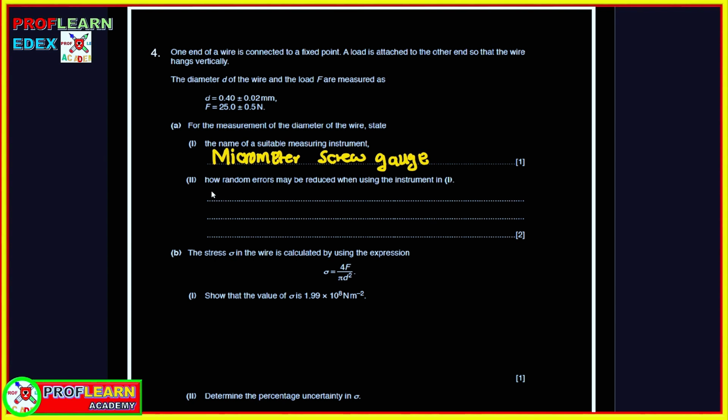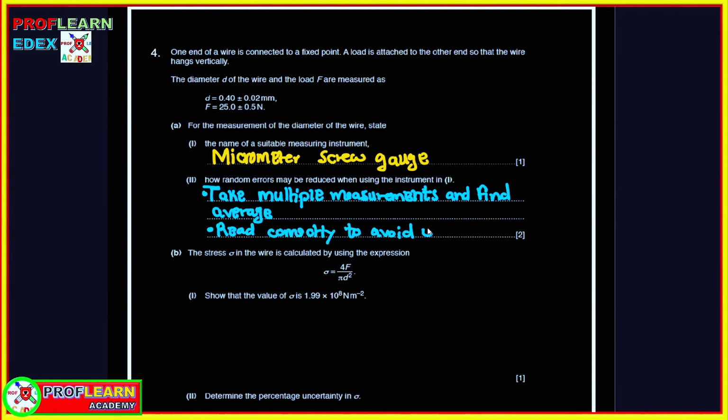How could random error be reduced using the instrument? More measurements can be taken and then the average obtained so that we can reduce the effect of random error, and also ensure reading correctly to avoid the error of parallax.